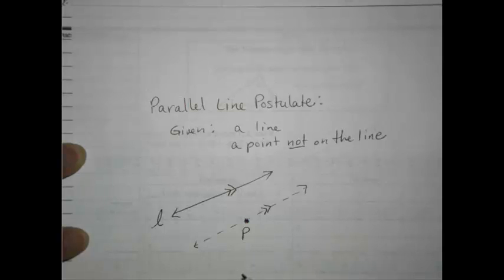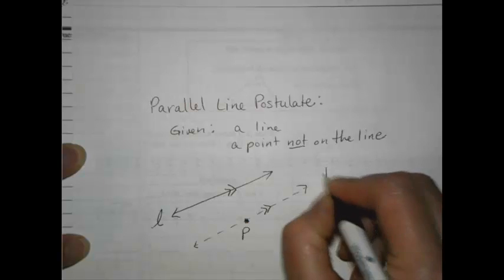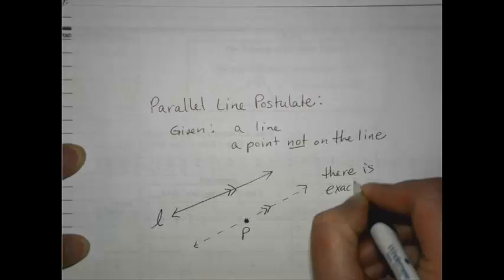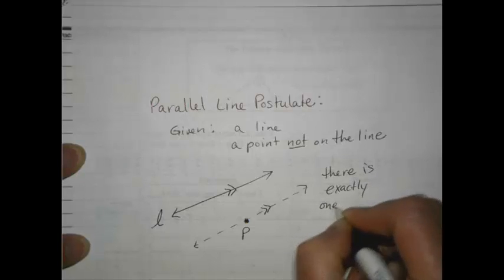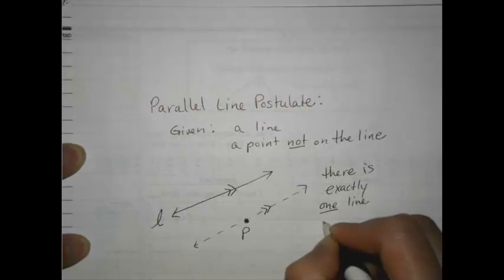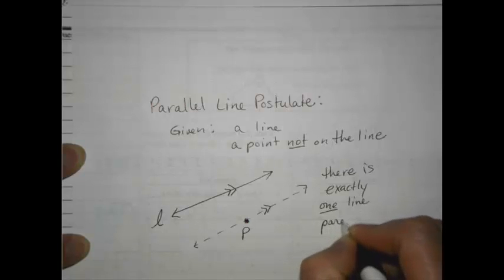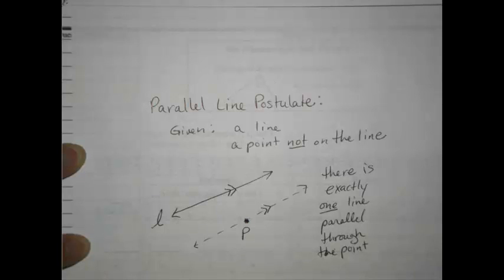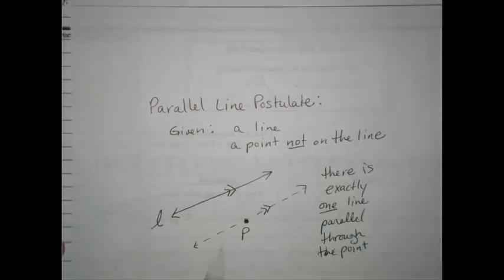The parallel line postulate says there is only one. There is exactly one line parallel to line L and through the point P. All right, hopefully that's pretty believable. There definitely is one, but there is only one. That's what this is saying. So we're going to actually use this in our proof.